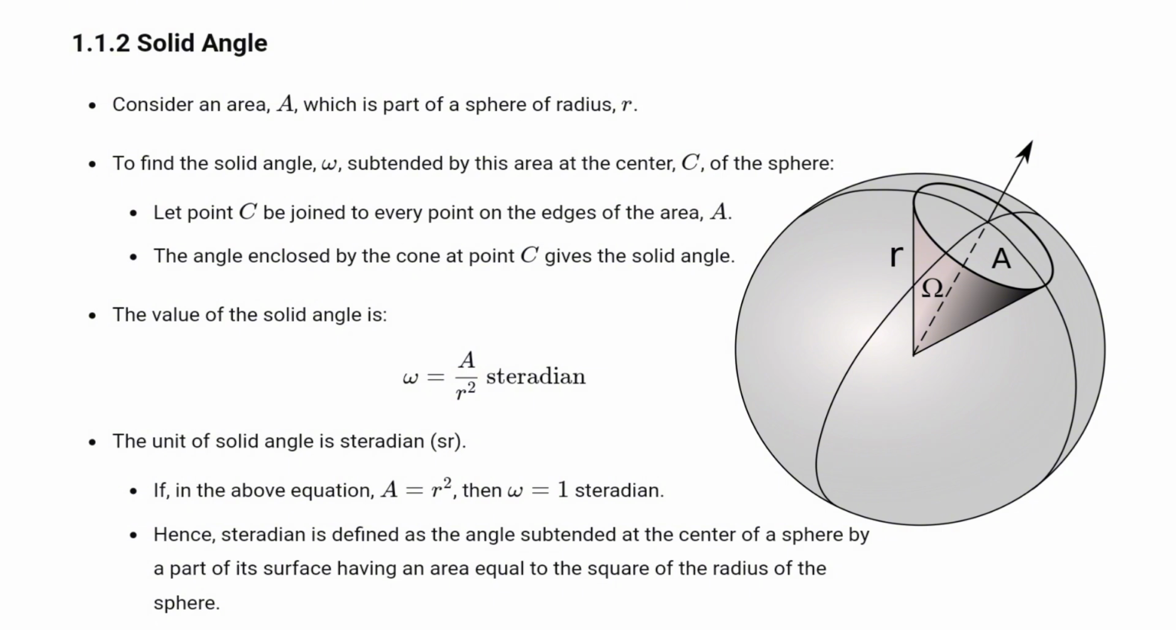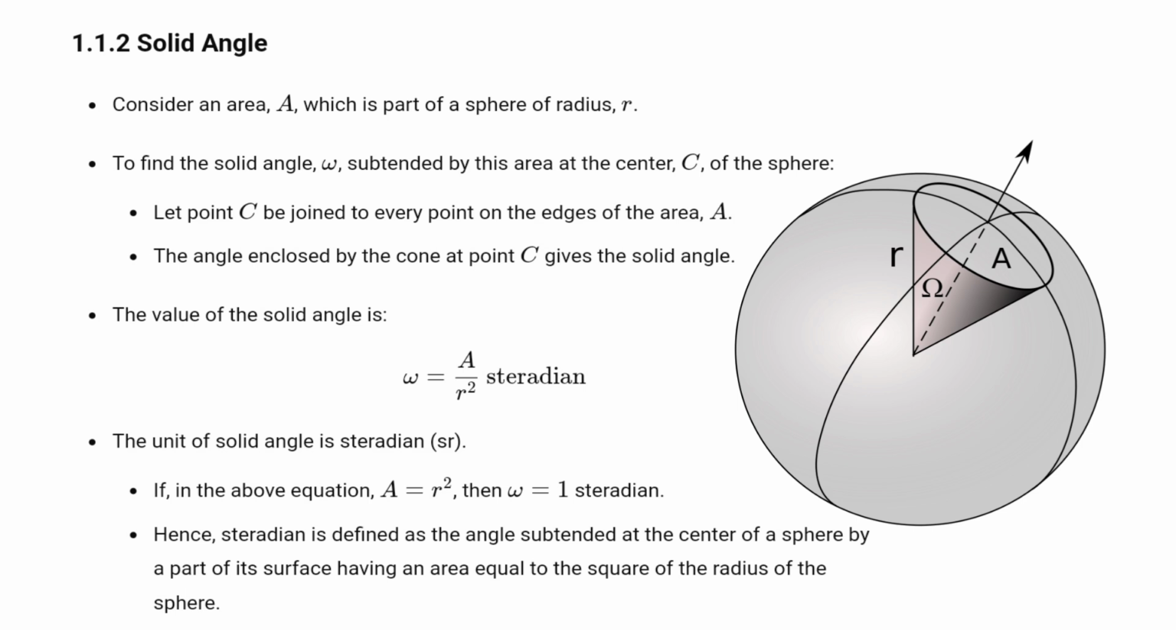This helps us understand that 1 steradian is the angle formed by an area on the sphere that is the same size as the square of the radius. Hence, steradian is defined as the angle subtended at the center of a sphere by a part of its surface having an area equal to the square of the radius of the sphere.